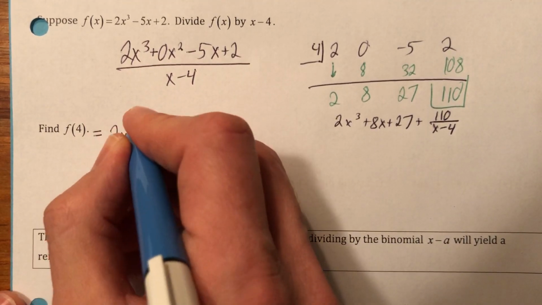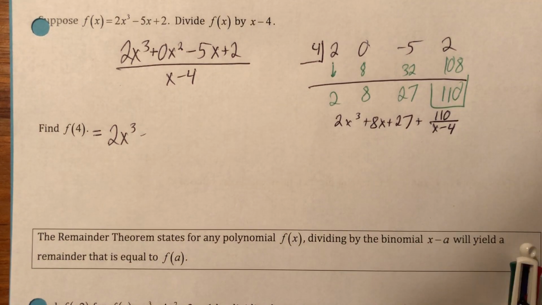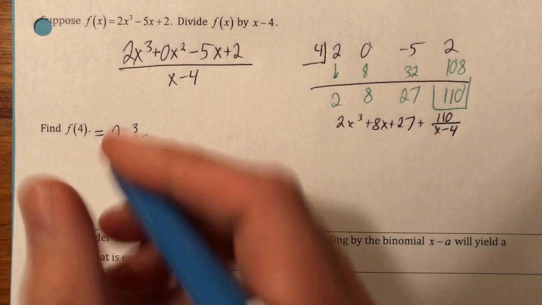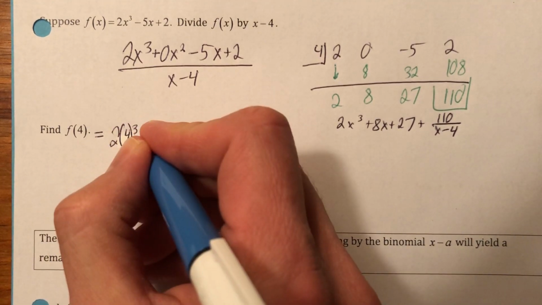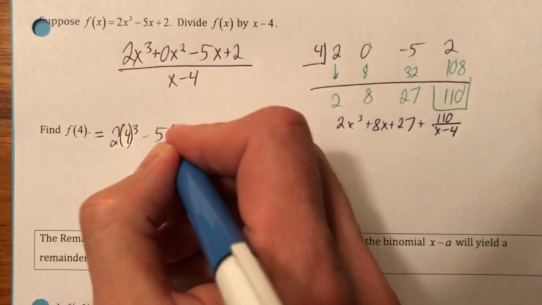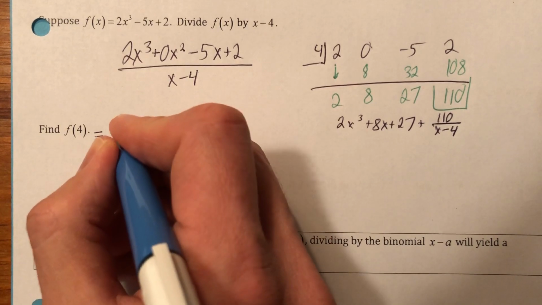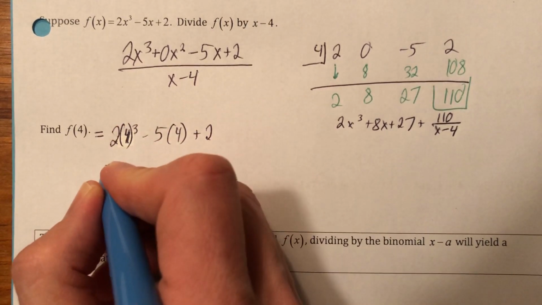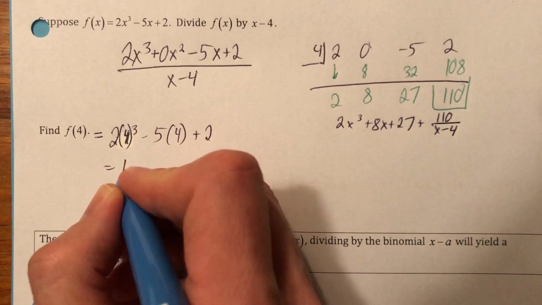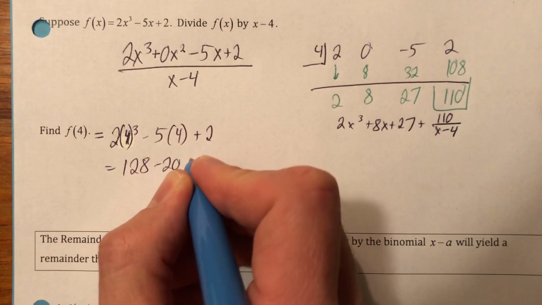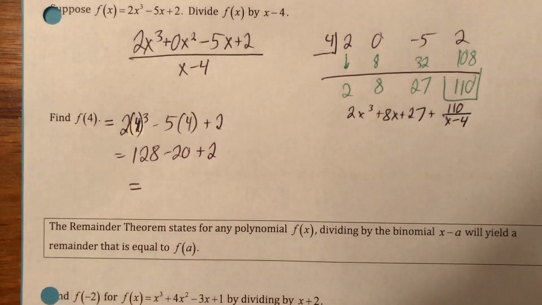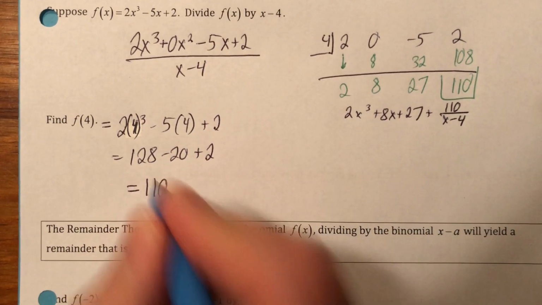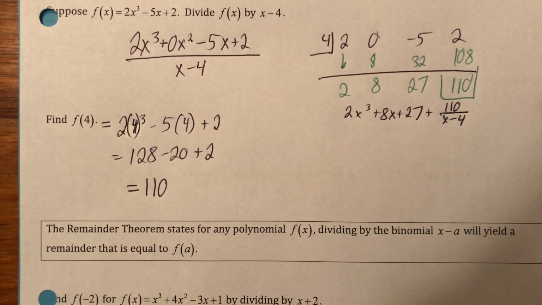So 2x cubed, oops. Instead of x, I'm going to put a 4. Glad I have my whiteout handy again. So 2 times 4 cubed minus 5 times 4 plus 2. I don't need a calculator for this. 4 cubed is 64. 64 times 2 is 128 minus 20 plus 2. What do you get? 110. Does that number look familiar?